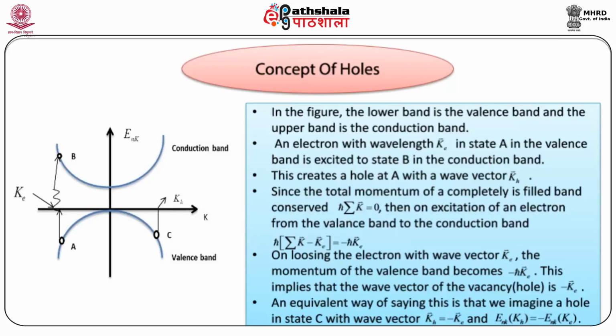An equivalent way of saying this is that we imagine a hole in state C with wave vector kh, which is the negative of ke, and so this also implies that the energy of this hole is the negative of the energy corresponding to that of the electron. So let us now discuss what exactly is an effective mass.